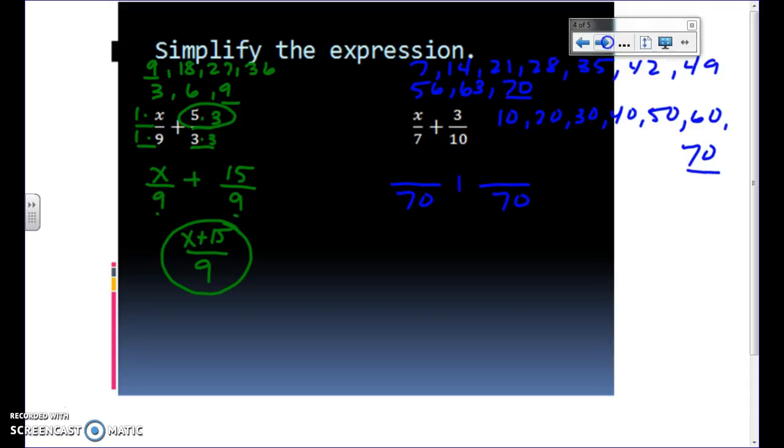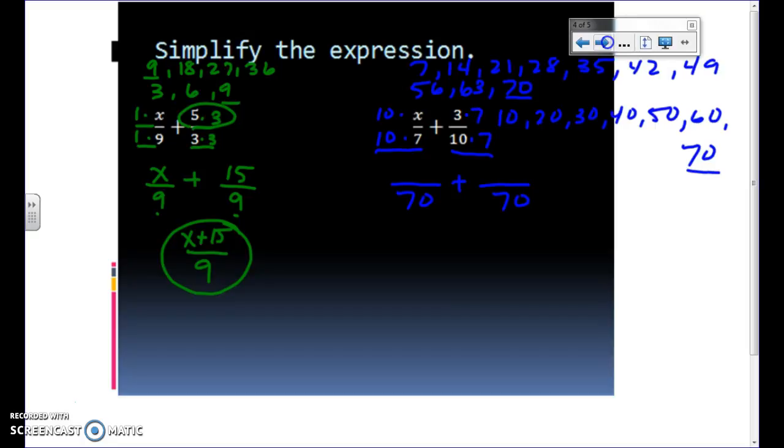And we have a plus sign in the middle, so I'm going to make sure I put that. That's important too. And to get to 70 from 7, I would multiply it by 10. And to get from 10 to 70, I would multiply it by 7. And so because I'm multiplying 7 times 10, I also need to multiply 10 times x. And because I'm multiplying 10 times 7, I need to multiply 3 times 7.